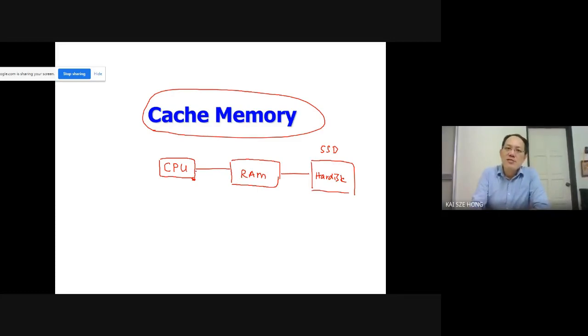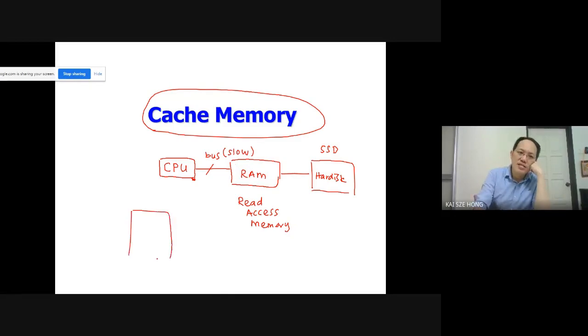The problem about this connection is that because this bus, let's say we have a bus connecting CPU and RAM, this bus is actually very slow. So computer designers found that the RAM is too slow already. If you don't know what is the RAM, RAM is actually the random access memory. So they found why the RAM becomes so slow. The reason why the RAM becomes so slow is because CPU is inside an IC. Here is a CPU. And then they connect using a wire, go to a RAM.